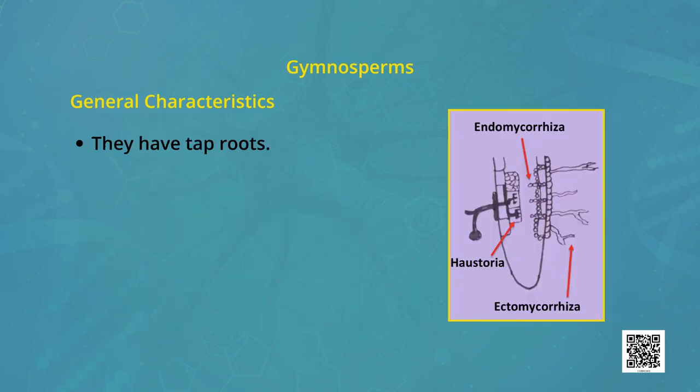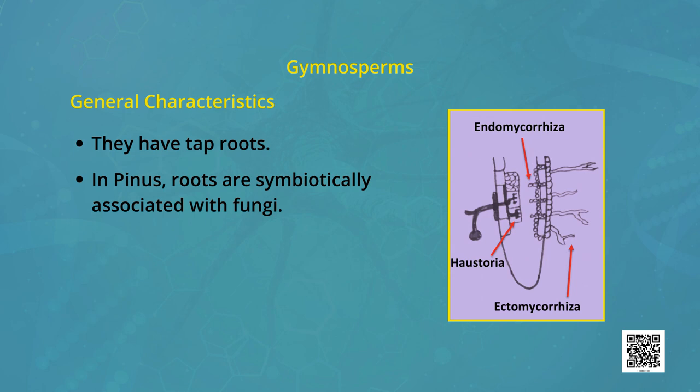Roots of gymnosperms are of taproot type, as you have learnt in your previous classes. They do not have fibrous roots, although these plants are green and photosynthetic. In some of the trees like pinus, the roots lack root hairs, thus they are unable to absorb mineral nutrients from the soil.